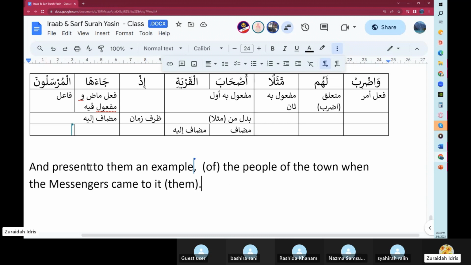Some people even say, and strike for them an example, because this is an expression in English as well: and strike for them an example of the people of the city when the messengers came to it, or to them. So this is the translation that we have, alhamdulillah.